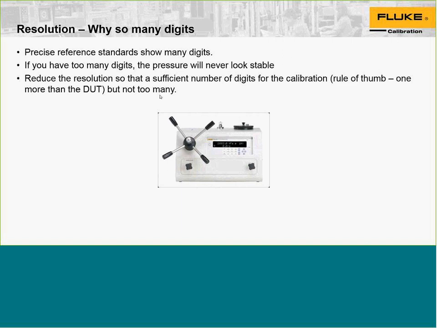Why digits are changing is because of the instability that we talked about before, sometimes temperature effects. Often, those extra digits of resolution aren't necessary for the calibration being performed. It's very useful to reduce the resolution so that a sufficient number of digits for the calibration are displayed, but not too many digits. And the rule of thumb is to have one more digit of resolution than the device under test that you're calibrating.